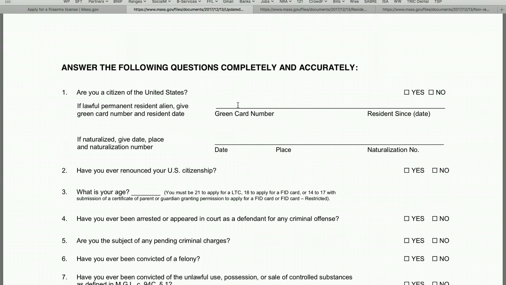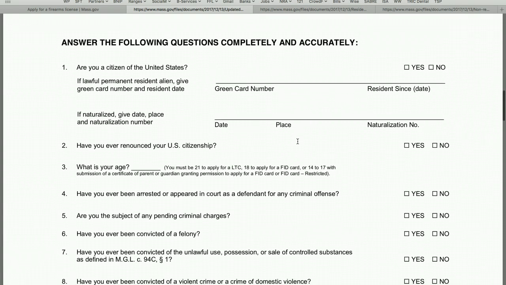So right here, you've got your green card number if you have one, and then you can say you've been a resident since whenever. For me, I was naturalized through my parents. When my parents became citizens, because I was so young, I was naturalized, and then I had a naturalization number, and I had to write down the location where it was. This is what I did when I applied for my license to carry.